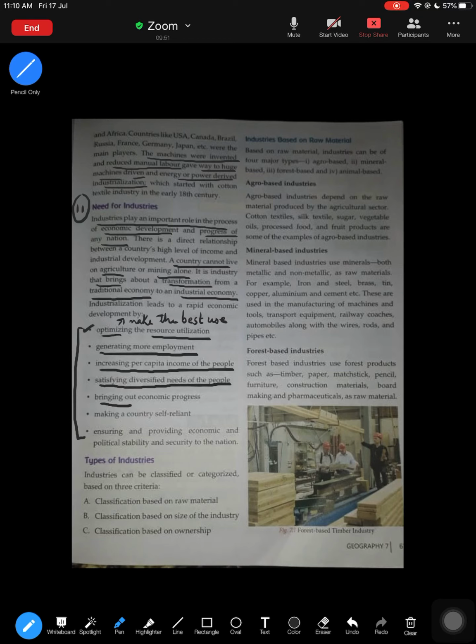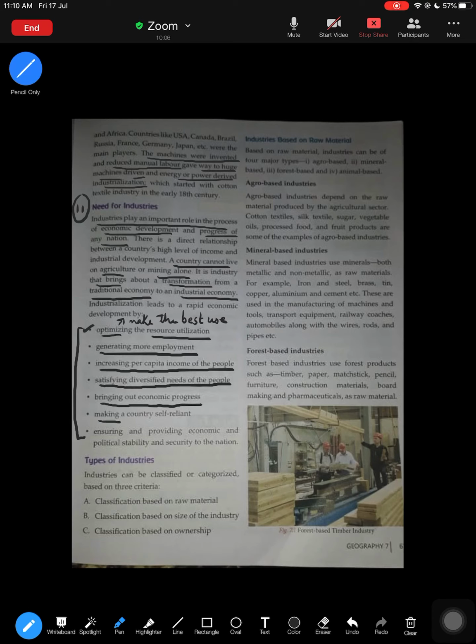Fifth, industries bring out economic progress, because when we have industries, we can trade with other countries, we can earn foreign exchange, and that can help us to progress, meaning to do better in terms of our economy. So we're going to do better.